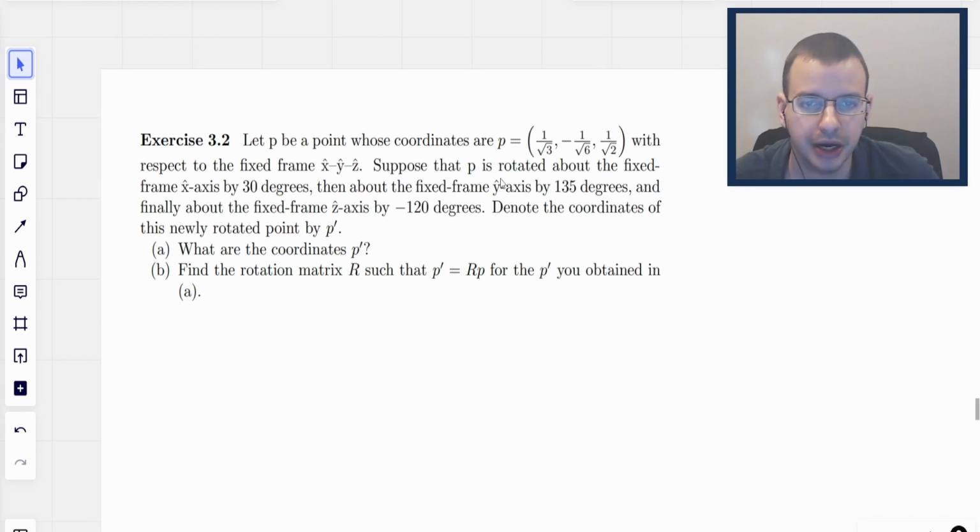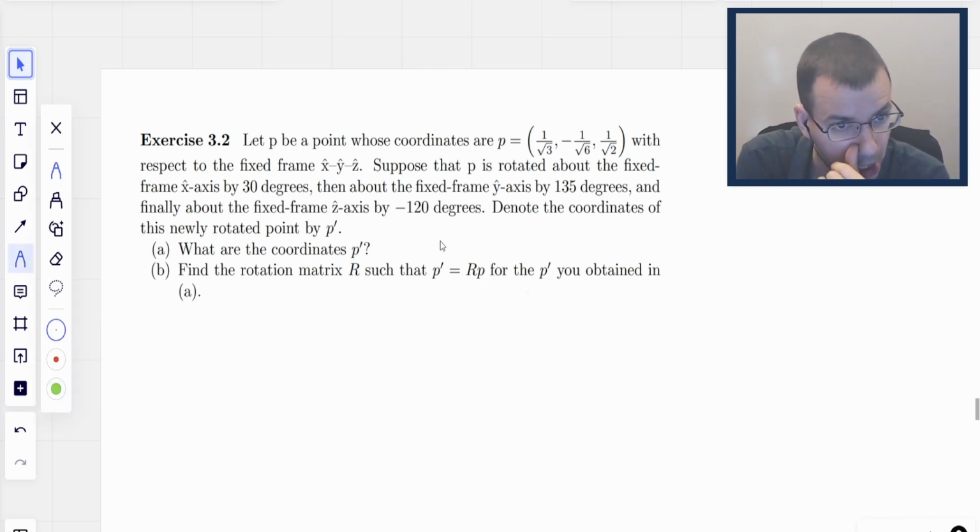1 over square root of 3, minus 1 over square root of 6, and 1 over square root of 2, with respect to the fixed frame x, y, z. Suppose that P is rotated about the fixed frame x by 30 degrees, then about y by 135, and finally about fixed frame z by negative 120.